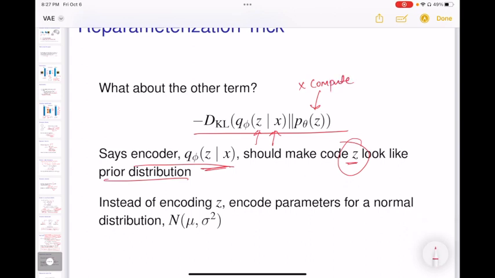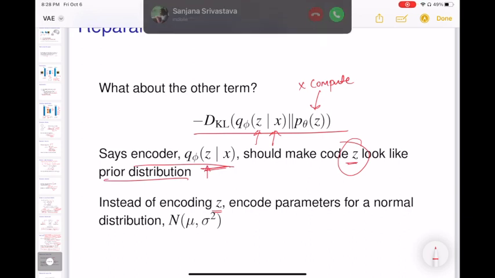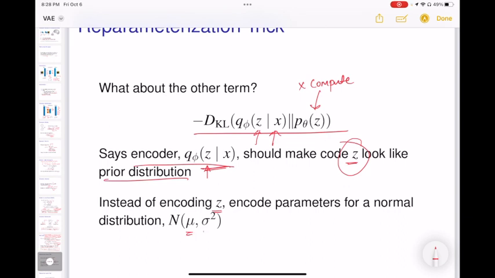is not computable. So instead of directly encoding the value z, we encode the parameters for a normal distribution. Like we discussed in the first slide, instead of directly getting z, using our encoder framework, instead of directly predicting the z, we predict distinct values, the mean and the standard deviation, and the mean and the standard deviation define a normal distribution from which these z needs to be sampled, right?